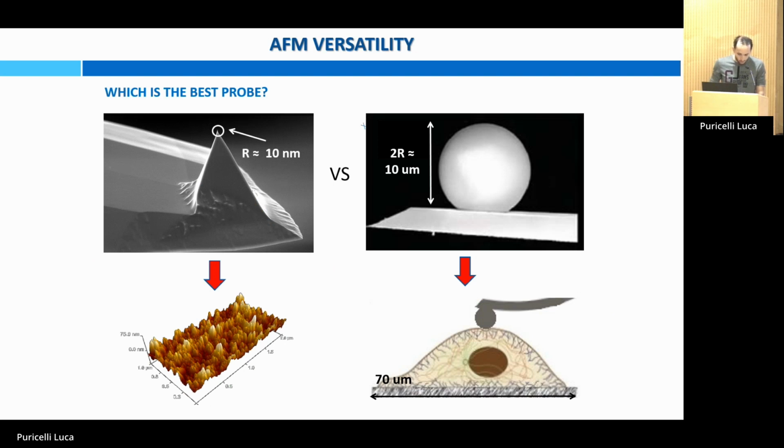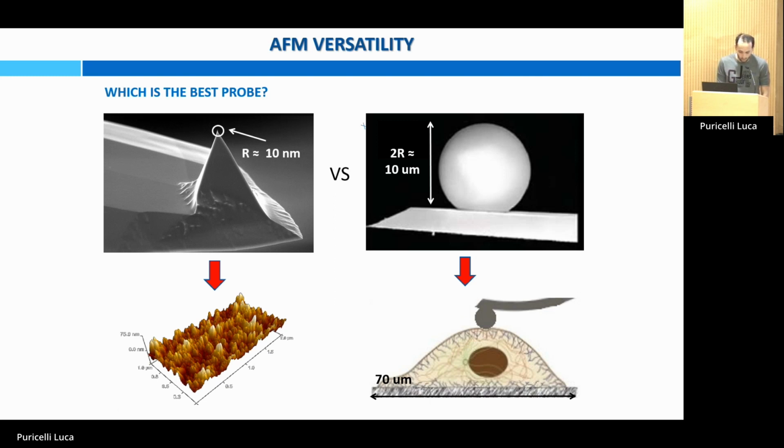The versatility of AFM is also evident in the fact that you can change the tips according to the type of measurement you want to do. Of course, if you want to measure something on the nanoscale, like the roughness of a nanostructured surface, you can use the standard AFM tips, whose final radius of curvature can reach 10 nanometers or even lower with more modern tips.